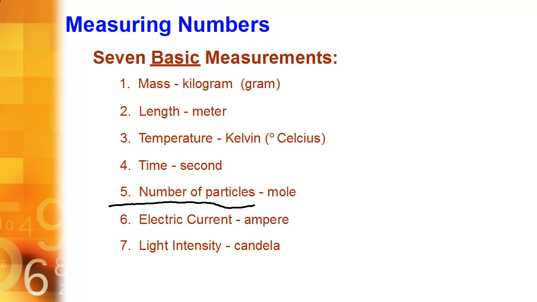All others are combination units. Let me give you a quick example of that. When you look at your speedometer and you're talking about the speed of something, you're usually talking about something like miles per hour, right? Length, time, basic units, combination unit. All right, so that's how that goes.